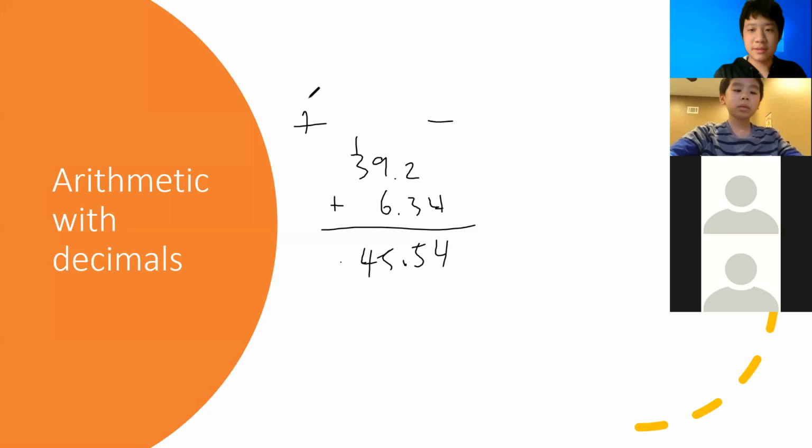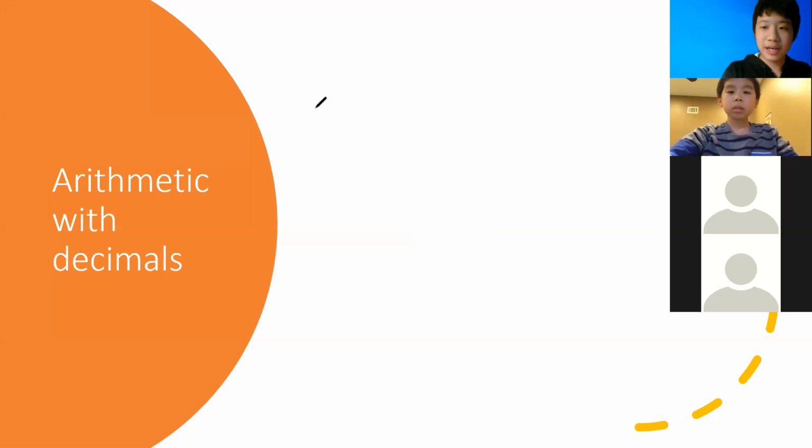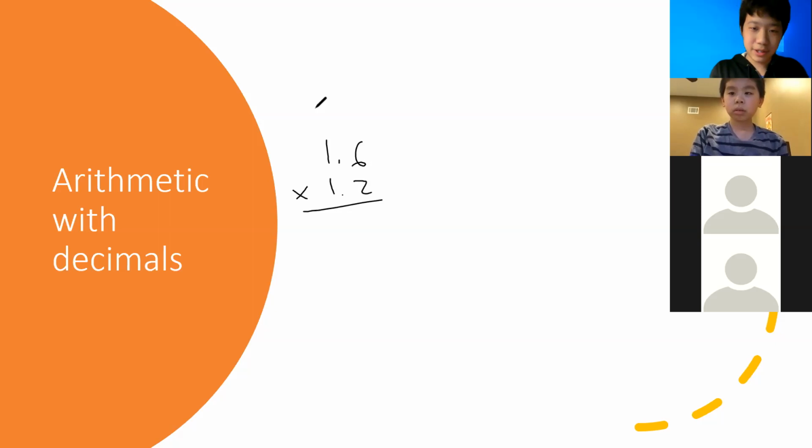And the same thing goes with subtraction. How do I multiply? Well, if I had something like, let's say 1.6 times 1.2, how do I multiply these? The cool thing here is that I can just ignore the decimal point at first. It will just be 16 times 12. I'll just do this normally.